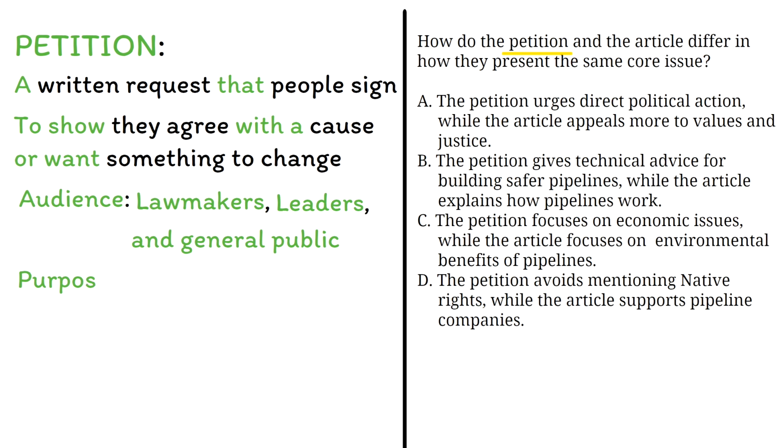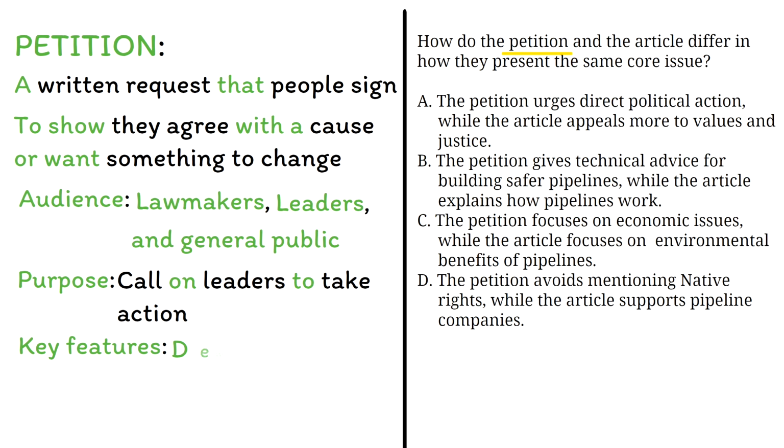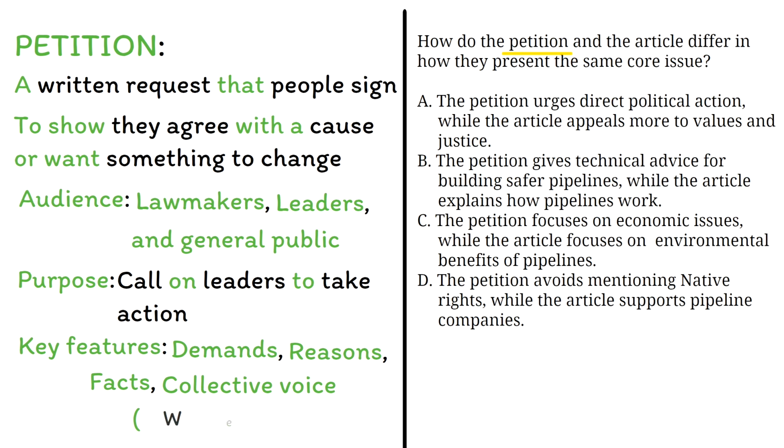The purpose of a petition is to call on its readers to take action. And it does this through key features such as clear demands, strong reasons, facts, and a collective voice. For example, the phrase "we, the undersigned." A petition helps readers feel like they are part of a larger group working for change.